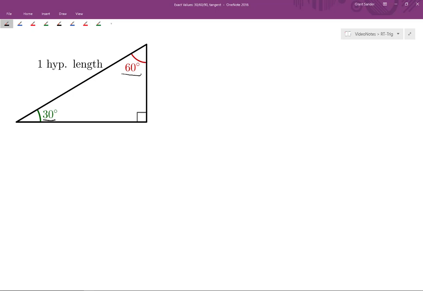Recall from a previous video that if we have a 30-degree angle in this standard orientation, then the shorter side of the right triangle is 1/2 hypotenuse lengths long. And we also use the Pythagorean theorem to determine that if we have one hypotenuse length and 1/2 hypotenuse length for the side lengths there, then the other side length is square root of 3 divided by 2 hypotenuse lengths.